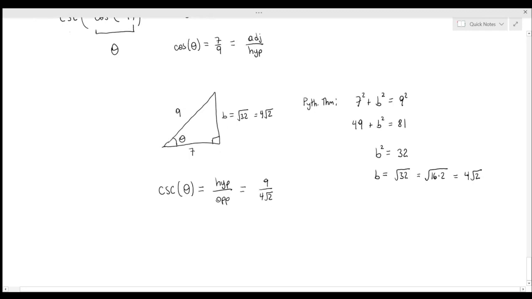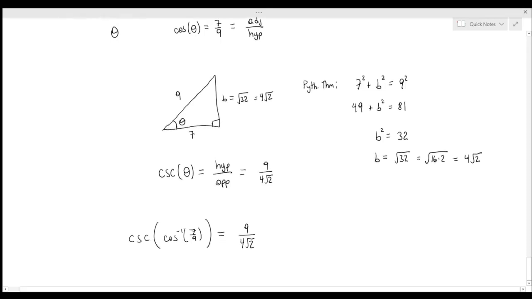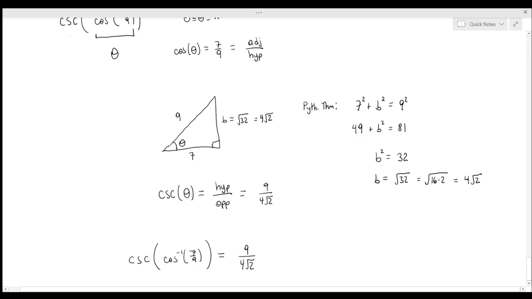And just writing it nicely, so cosecant of inverse cosine 7/9 will equal 9 over 4 root 2. All right, so any questions about that?